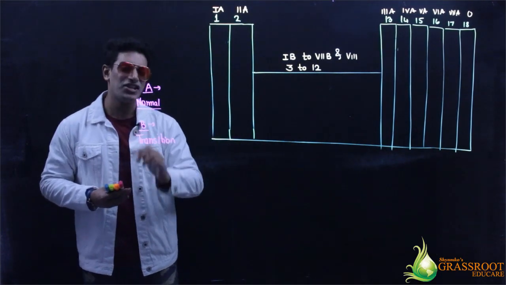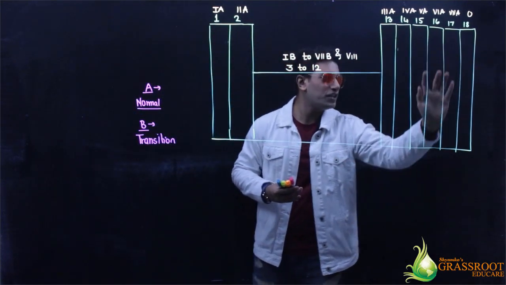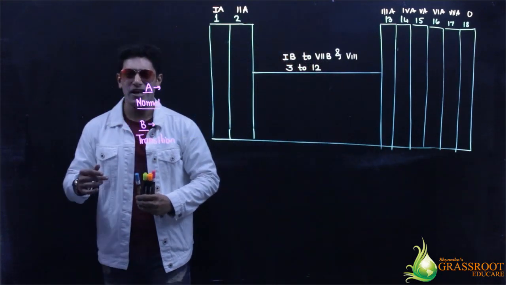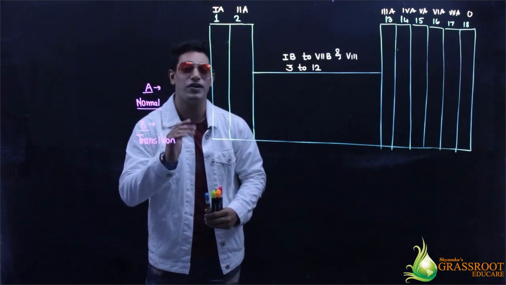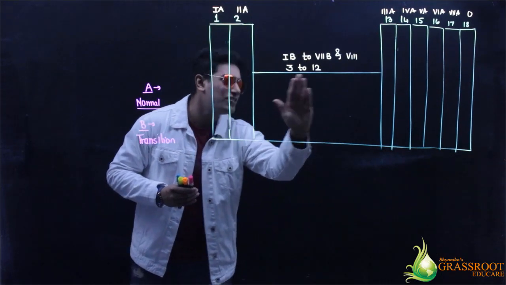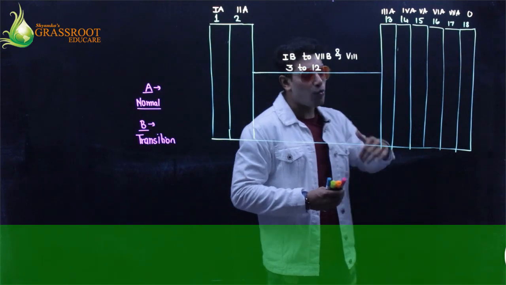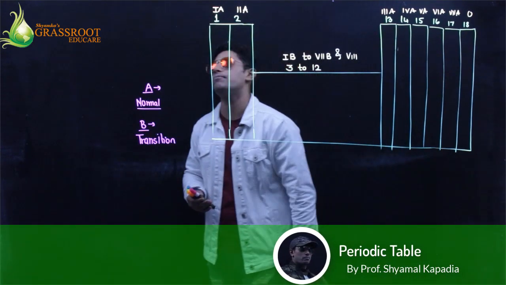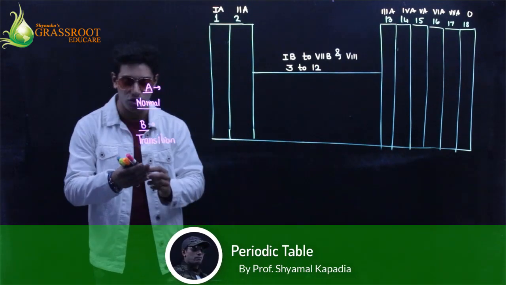Second point, in the normal elements only the last shell, the valence shell, is incompletely filled. However, for all these transition elements, the last and the second last, that is the valence shell and the penultimate shell, are incompletely filled. So these are 2 points of differentiation between normal and transition elements.